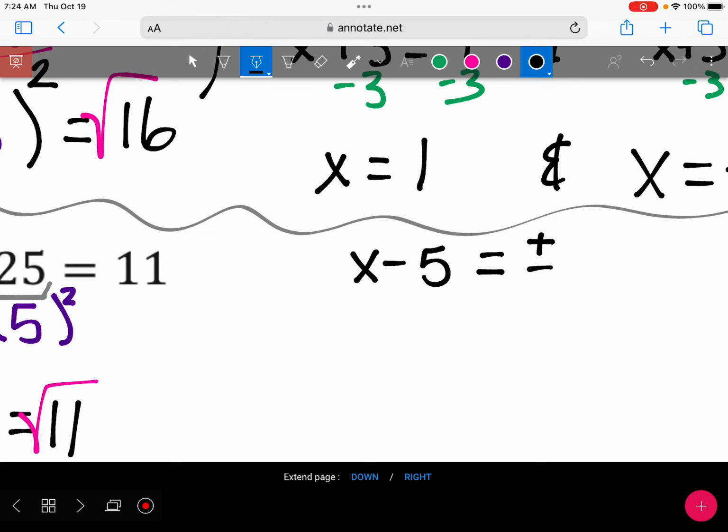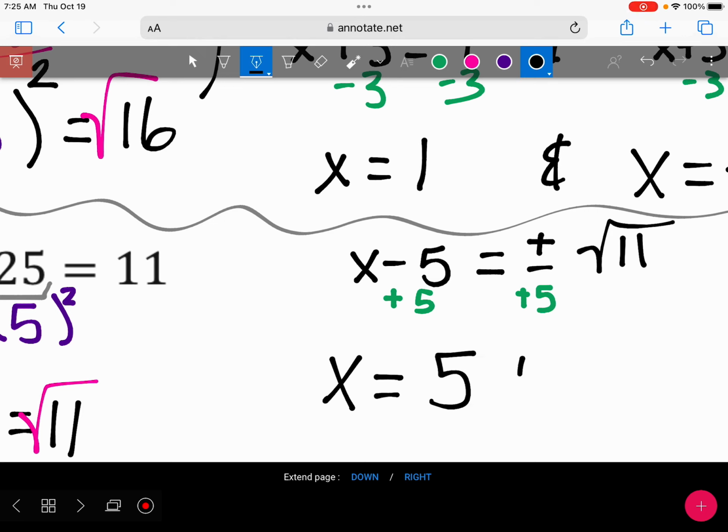equals plus or minus. Is the square root of 11 something we know? No. So we're going to leave it as square root of 11. Then we're going to look at this piece. We're still going to get x by itself, so we're going to go ahead and add 5 to both sides to get x equals 5 plus or minus square root of 11. And that's how we're going to leave it.